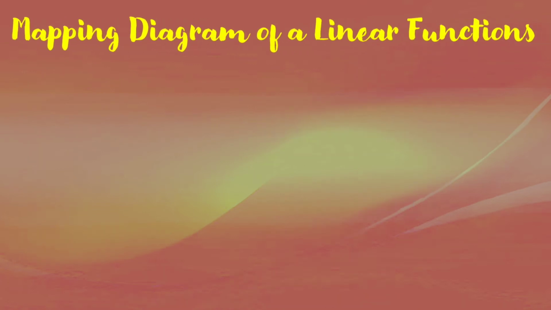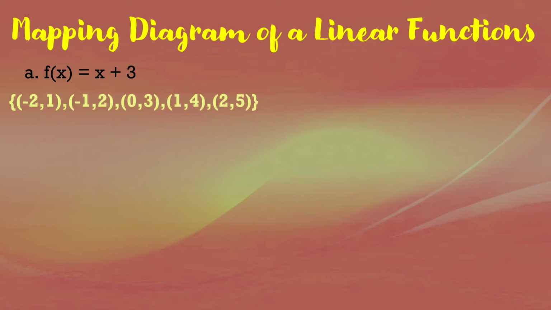So, mapping diagram of linear functions. Let's have letter A, f of x equals x plus 3. These are its ordered pairs, right? Negative 2, 1, negative 1, 2, 0, 3, 1, 4, 2, 5. Now, let's convert it as a mapping diagram.